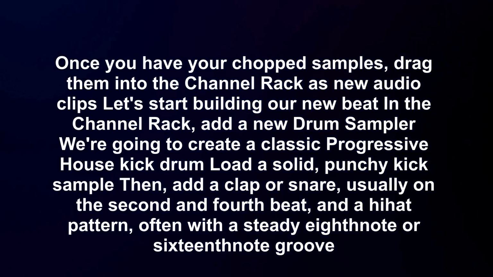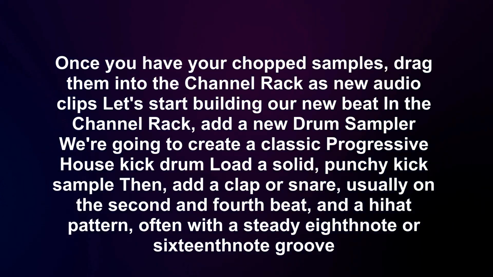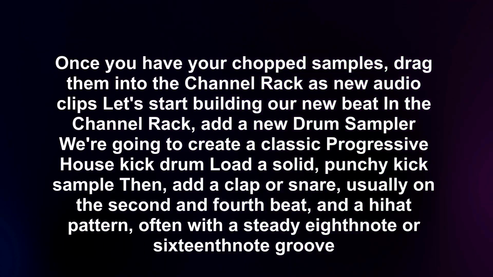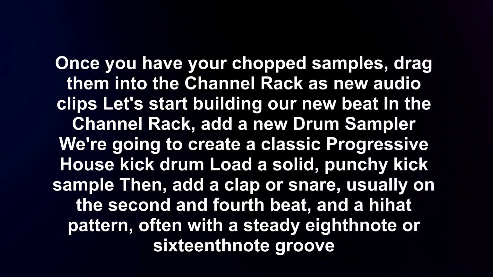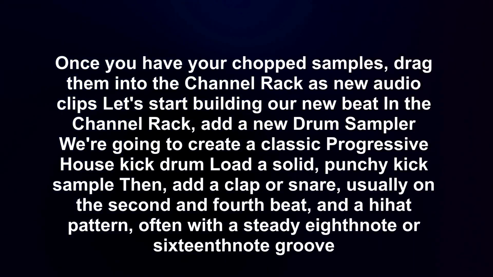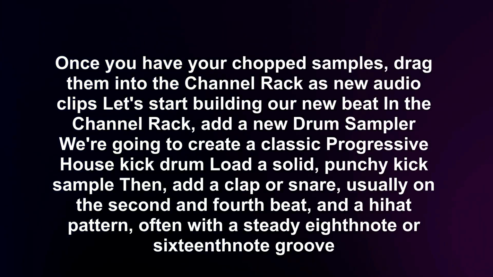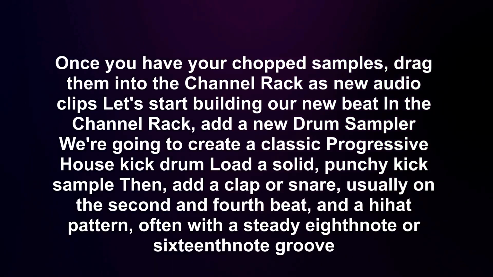Let's start building our new beat in the channel rack. Add a new drum sampler. We're going to create a classic progressive house kick drum. Load a solid, punchy kick sample, then add a clap or snare, usually on the second and fourth beat, and a hi-hat pattern, often with a steady 8th note or 16th note groove.